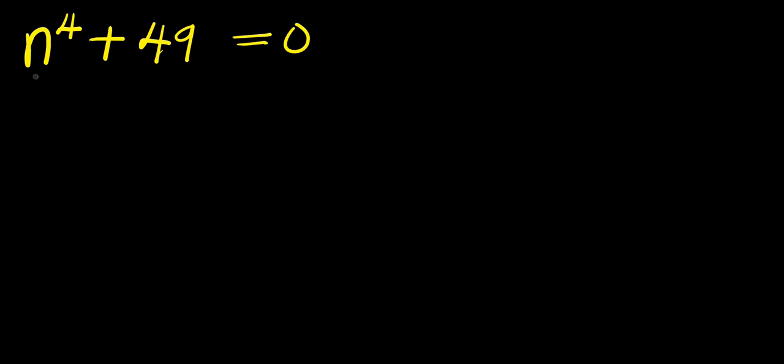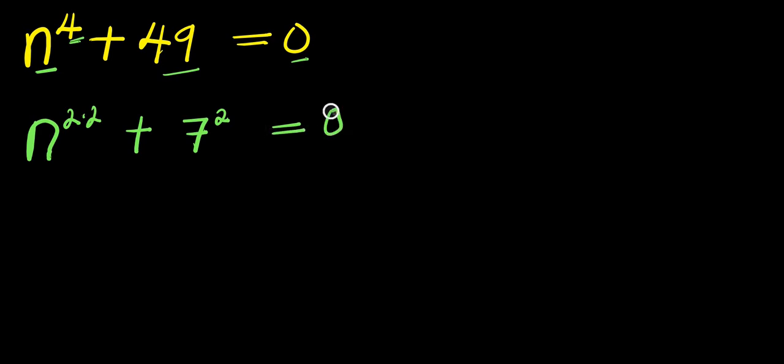Hello, how to solve n to the power 4 plus 49 equals 0, solving for all values of n that satisfy this equation. Now, let's start with n to the power of 4, which is n squared times n squared, plus 49, which is 7 power 2, and this equals 0.